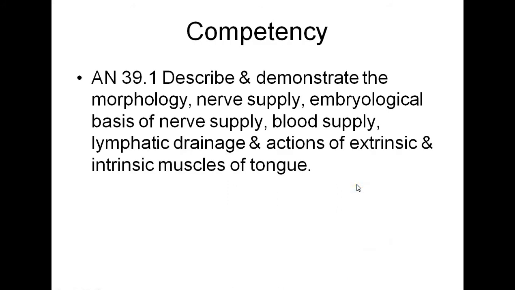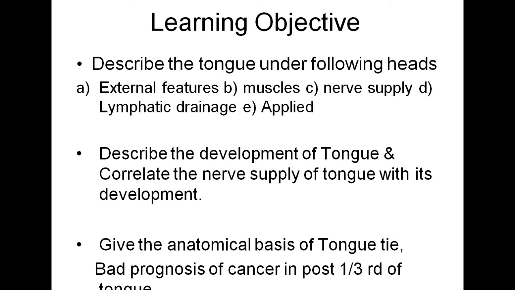The competencies for today's lecture are to describe and demonstrate the morphology, nerve supply, embryological basis of nerve supply, blood supply, lymphatic drainage and the action of extrinsic and intrinsic muscles. Learning objectives of today's lecture: at the end of the lecture, the student should be able to describe the tongue under the following headings: external features, muscles, nerve supply, lymphatic drainage and applied aspect.